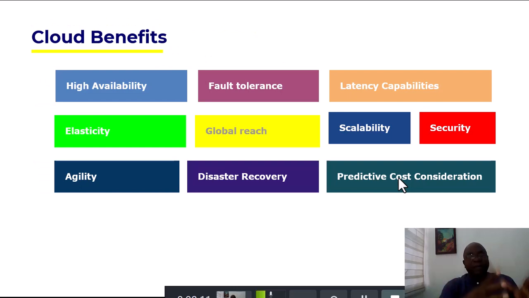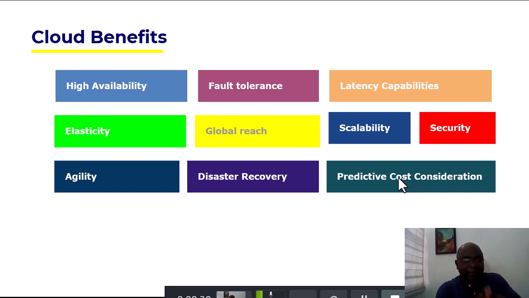So let's look at the benefits of the cloud. High availability. I don't know if you experienced it, but I use MTN. MTN is my favorite network. Early last year, MTN went off for 5 hours, if not more. The next morning the CEO came up and he was apologizing, saying this is not going to happen again. So why did that happen? It happened because they did not make provision for high availability.